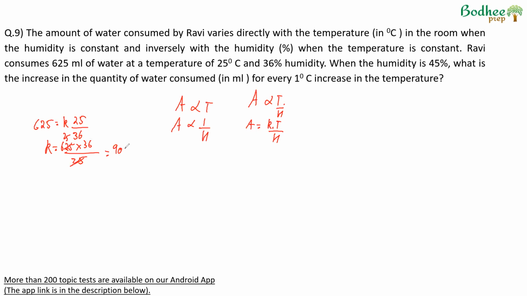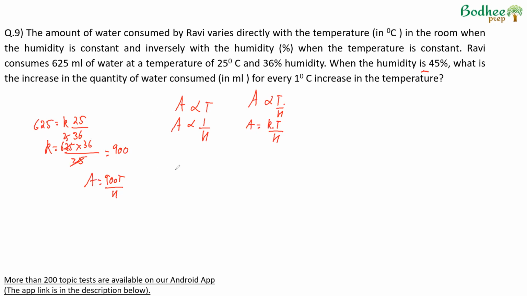So this becomes, I think, 900. 25 times 4 is 900, so K becomes 900. Therefore, the amount of water consumed is 900 T by H. When the humidity is 45%, what is the increase in quantity of water consumed for every 1 degree C?